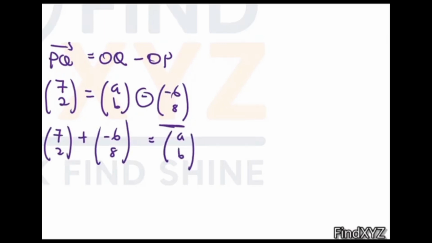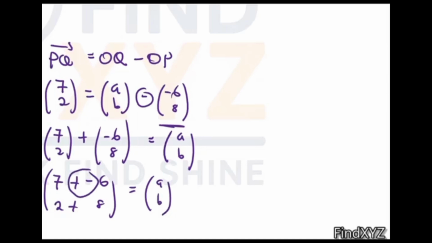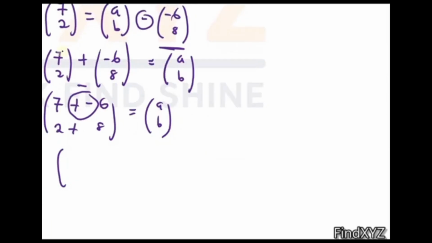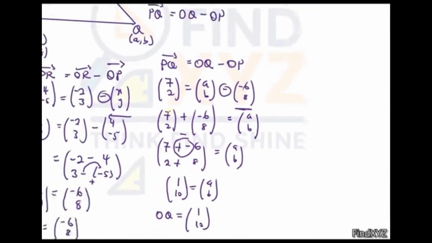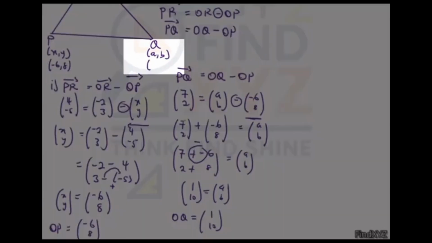The same way, we are going to add corresponding components. So we have 7 plus -6, then we have 2 plus 8. This will give us vector OQ, that is (a, b). So what is the horizontal component? That is 7 plus -6, which is the same as 7 minus 6. That will give us 1. And then 2 plus 8 will give us 10. So it means that vector OQ is giving us (1, 10). So let's write it here. Now we have point Q to be (1, 10).